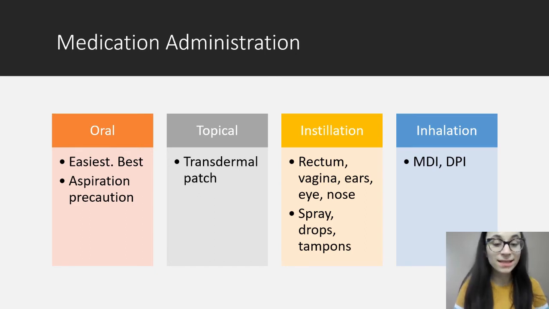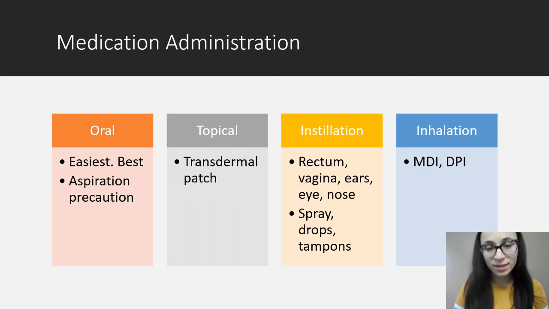When you're installing into the ears, you want to make sure that it's room temperature. You want to use sterile solution, and you want to check if the eardrum ruptured. So you want to check if they have drainage first. In terms of rectal installation, you always want to place the patient in Sims position.